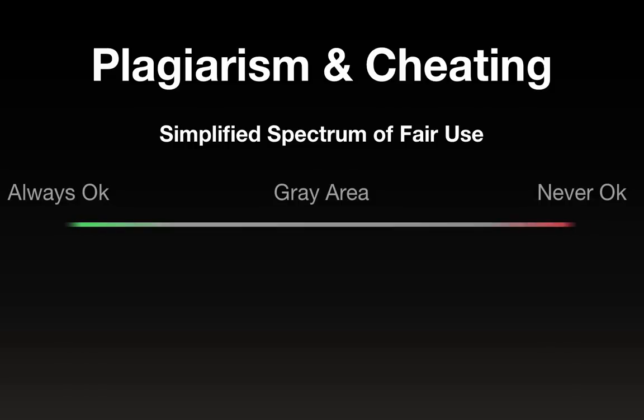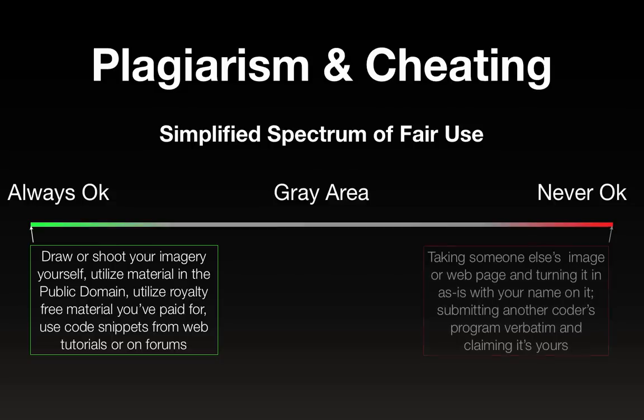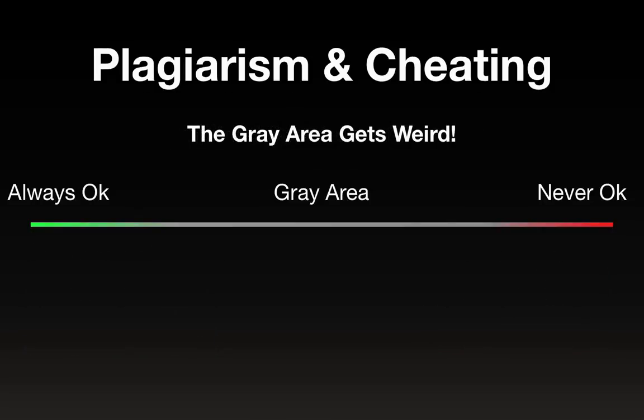So this is the simplest possible representation of what is and is not fair use. It's always okay on the left side of things, where it's on the green side. That's always okay. Draw or shoot your own imagery. Utilize material in the public domain. Utilize royalty-free material you've paid for. Use code snippets from web tutorials or on forums. That's typically expected. It's never okay to take someone else's image or web page and turn it in as is with your name on it, submitting another coder's program verbatim and claiming it's yours. Okay? So that's as simple as I can make it.